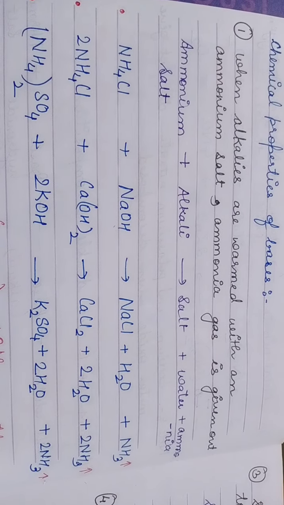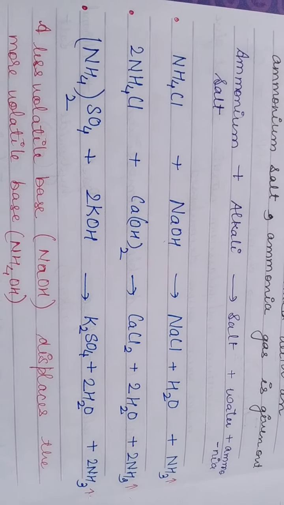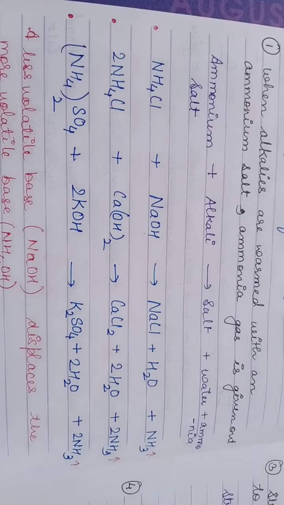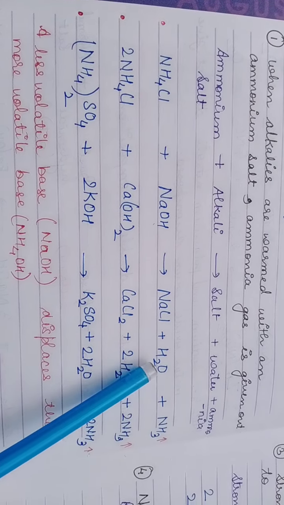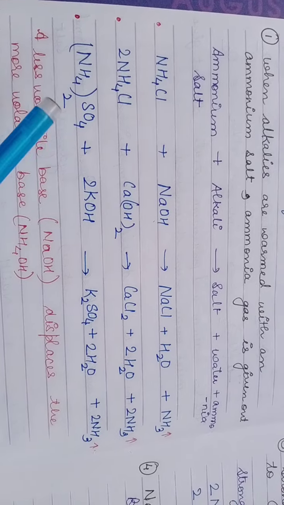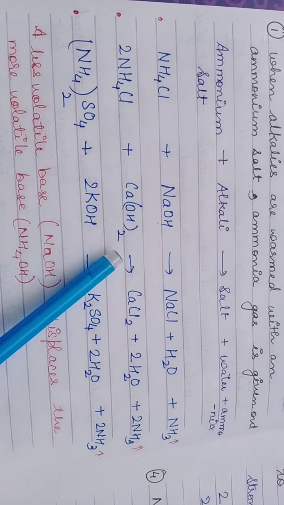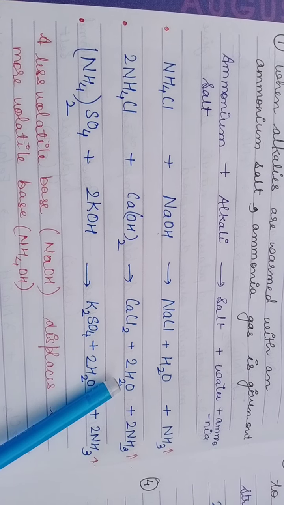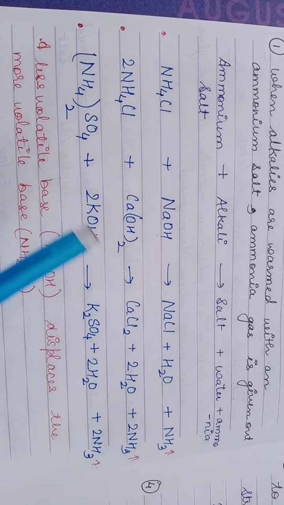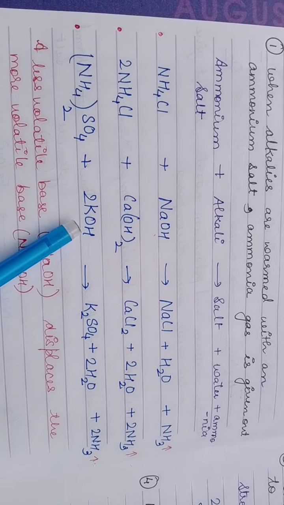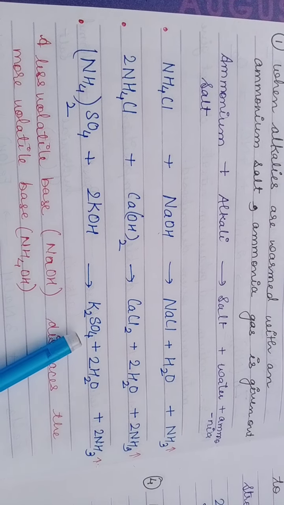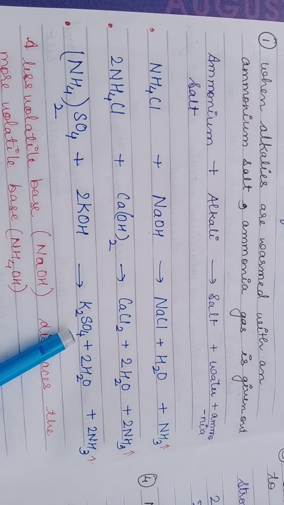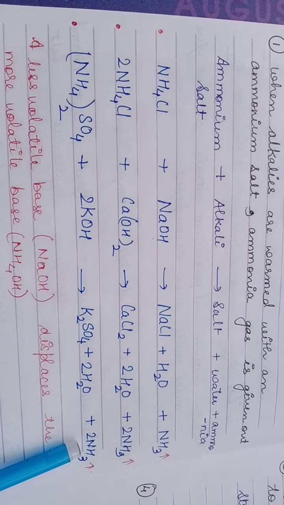Are you getting? So we have ammonium chloride. When you treat with NaOH, it will give you NaCl plus H2O plus ammonia gas. Then 2NH4Cl, when you treat with calcium hydroxide, it gives you calcium chloride, water and ammonia. Ammonium sulfate also, you treat with potassium hydroxide, it gives you potassium sulfate, water and ammonia.